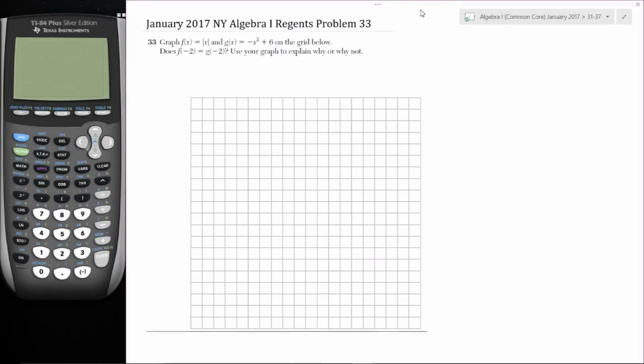Here's problem 33. Graph f of x equals absolute x and g of x equals negative x squared plus 6 on the grid below. Does f of negative 2 equal g of negative 2? Use the graph to explain why or why not. Do whatever you can with this problem. See if you can get the answer.